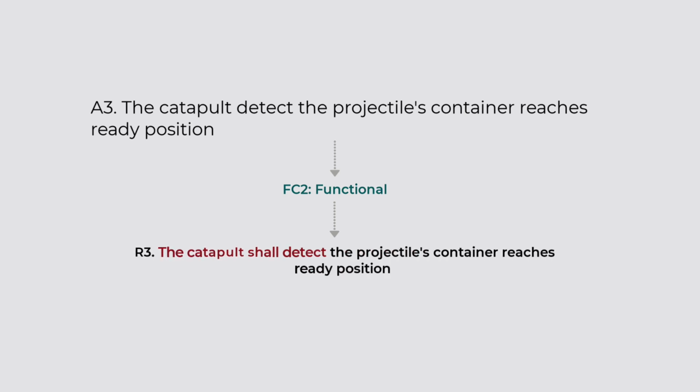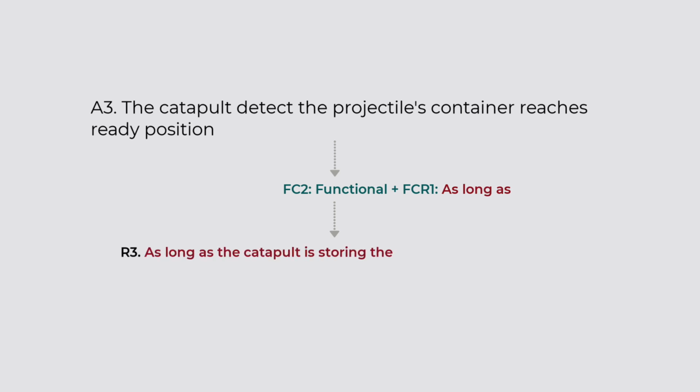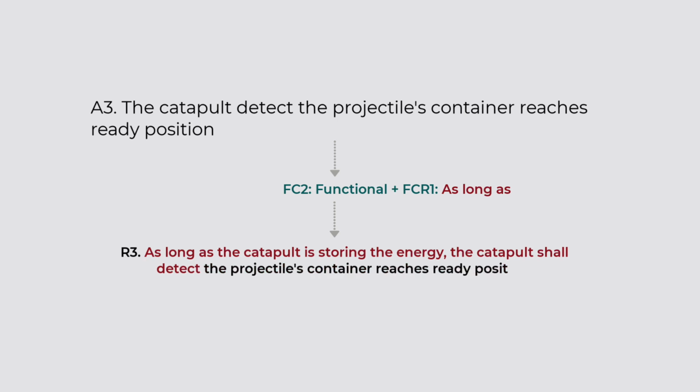Let's examine this activity more closely. Is there a relationship with the previous activity? After examining it closely, the answer is yes, there is a relationship with the previous activity. We want the catapult to detect the ready position while it is storing the energy from the user. This involves combining formulas FCR1 and FC2. When both are applied, the requirement becomes: as long as the catapult is storing energy, the catapult shall detect the projectile's container reaches a ready position.